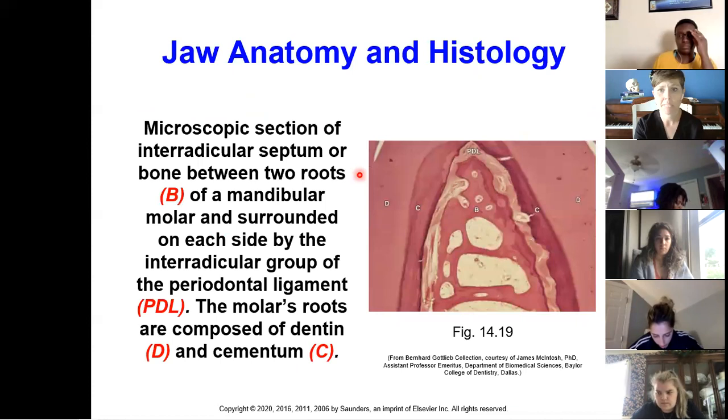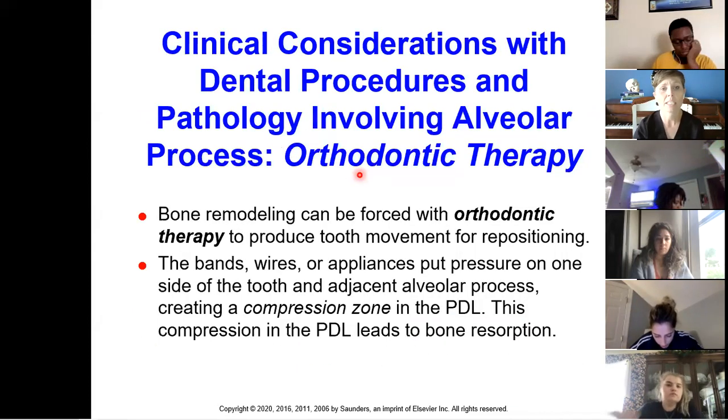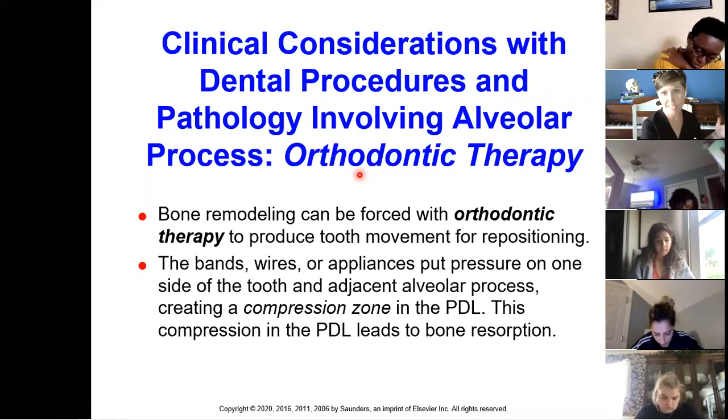Moving on. Okay, clinical considerations with dental procedures and pathology involving the alveolar process: orthodontic therapy. We are moving the teeth using compression and pulling of the periodontal ligaments, right? So the bone remodeling can be forced with orthodontic therapy to produce tooth movement or repositioning. Bands and wires or appliances put pressure on one side of the tooth.